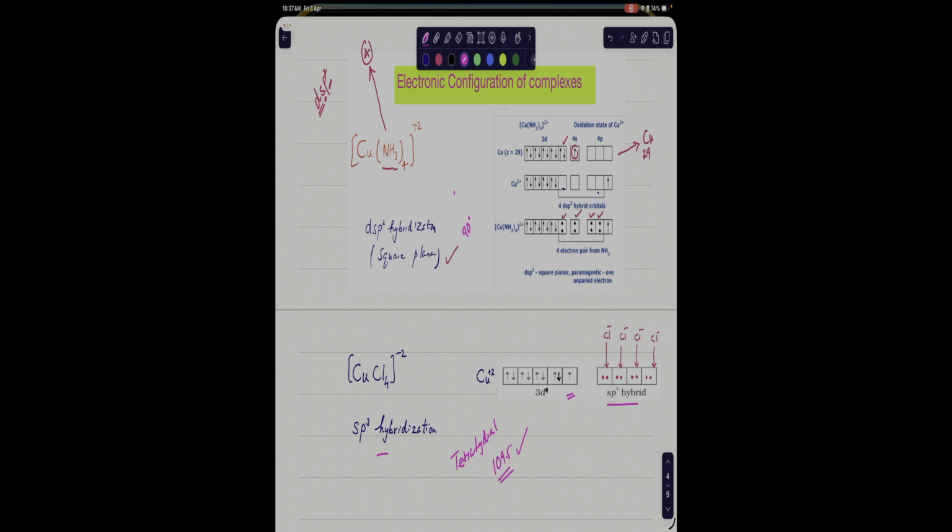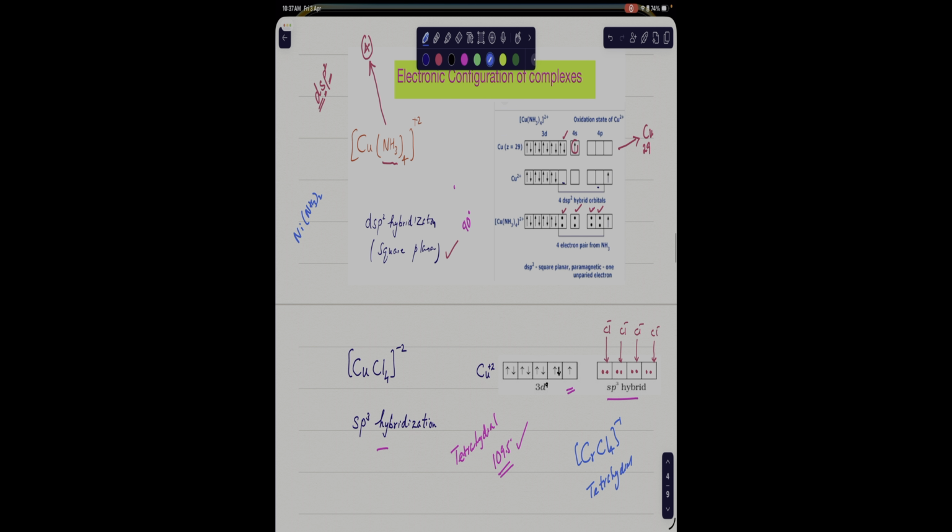I can give you one more example. There is another complex having chromium: CrCl4, and the charge on this one will be -1, because chromium is mostly 3 plus and chloro ligands are -1 each. So the overall charge of the complex is -1. This complex also goes for tetrahedral shape. And I can give you one more example for square planar complexes: a nickel complex with 2 ammonia ligands and 2 cyanide ligands. This complex will also go for square planar shape.